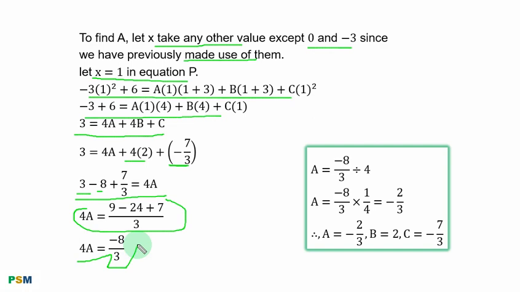Divide both sides by 4 in order to get A in this form. You can write 4 as over 1. When dividing fractions, the division sign changes to multiplication. You invert the fraction at the right side of the division sign. You have it in this form. When you simplify, you have minus 2 over 3. Therefore, you have all the results here.